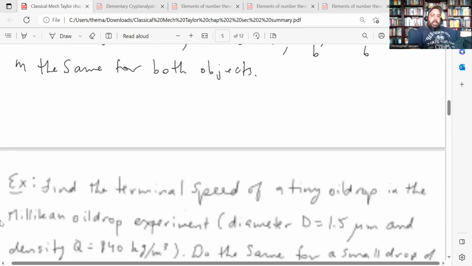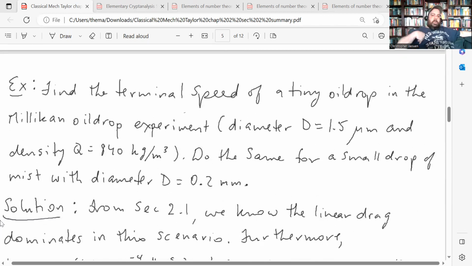All right, so then he has an example where we use the formulas to calculate the terminal speed, in two situations where the quadratic drag can be ignored. So let me just read it out. Find the terminal speed of a tiny oil drop in the Millikan oil drop experiment, which you can assume has diameter 1.5 micrometers and density rho equals 840 kilograms per meter cubed. Do the same for a small drop of mist with diameter D equals 0.2 millimeters.